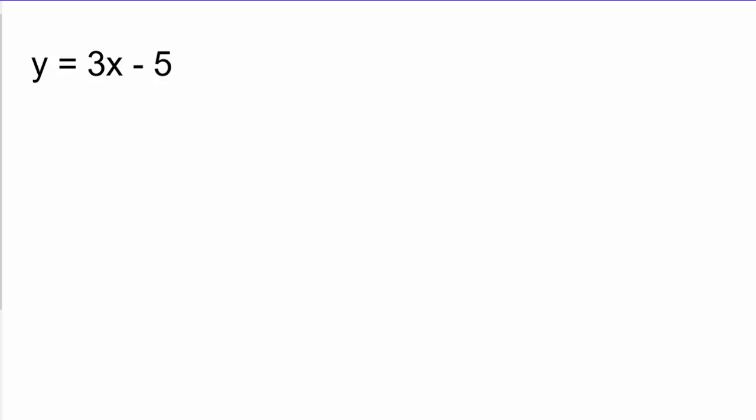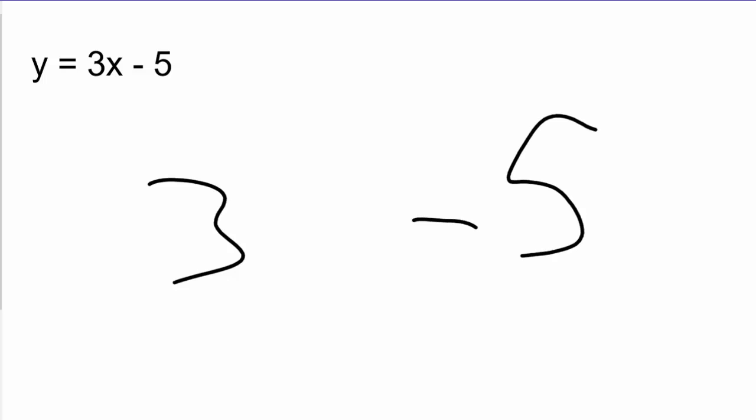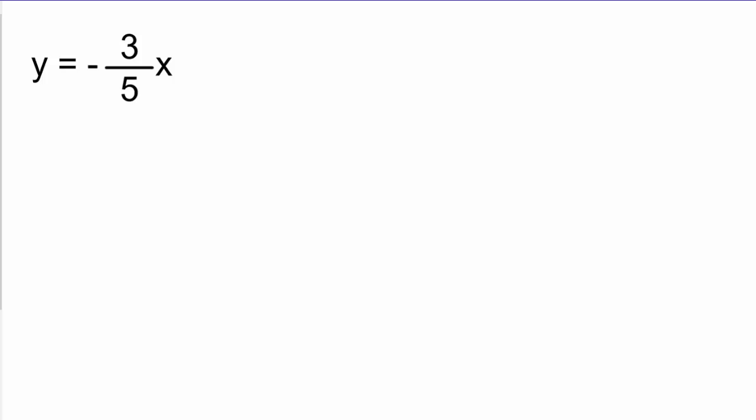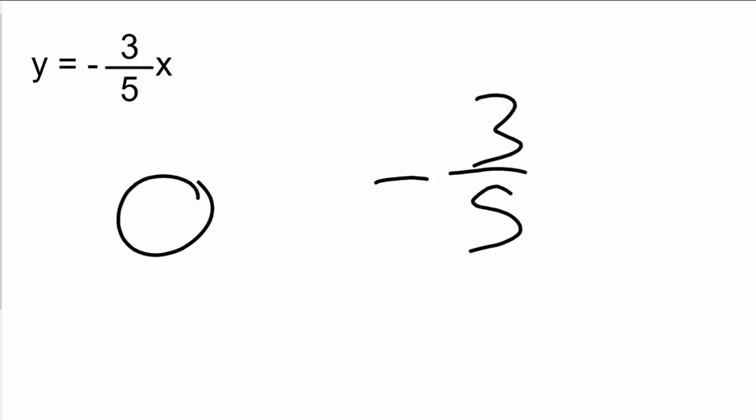What's the slope here? Y-intercept? Negative 5. It's not just 5. What's the slope here? Negative 3 over 5. What's the y-intercept? Y-intercept is 0. This is not 0.